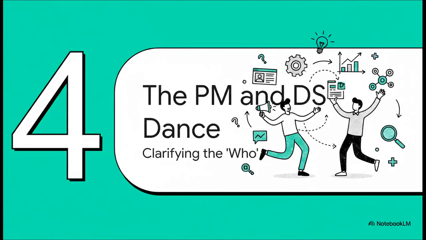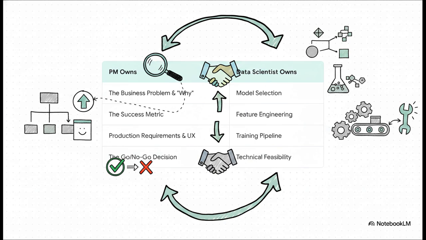So this whole conversation about trade-offs leads us right to one of the most critical parts of any successful AI project, the dance between the product manager and the data scientist. It has to be a partnership. So let's get really clear on who owns what. I love this breakdown because it's so clear. Think of it this way. You, the PM, you own the why. Why are we building this? What's the business problem? How will we measure success? And ultimately, you make the call on whether this thing ships.